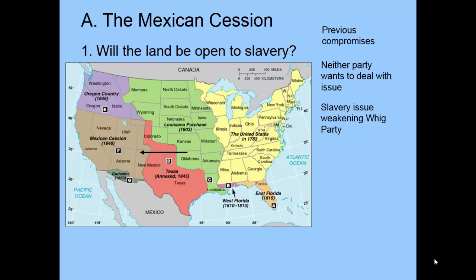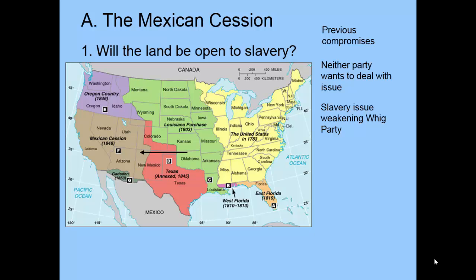Every time we add land, the question is going to be, is that land free? Is that land slave? So the yellow on the map is what the United States looks like after the American Revolution. It says the United States in 1783. Once we get that land from the British, we have to decide, is that land going to be free or slave? And so what Congress does is they do the Northwest Ordinance, which says the Ohio River is going to be the boundary, and north of it is going to be free, south of it is going to be slave.